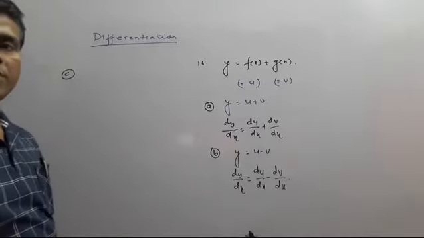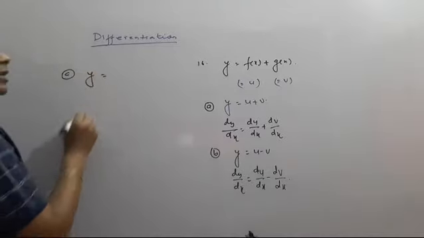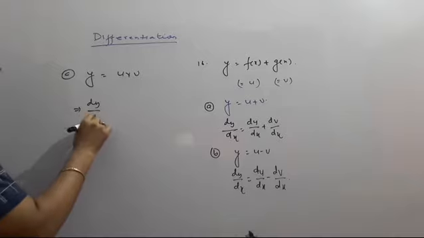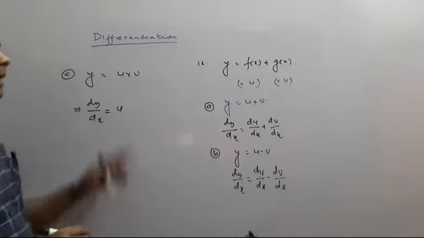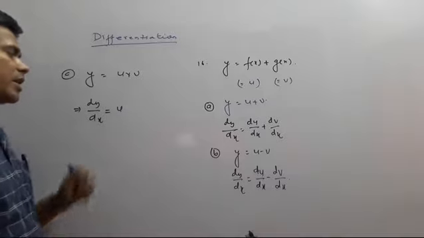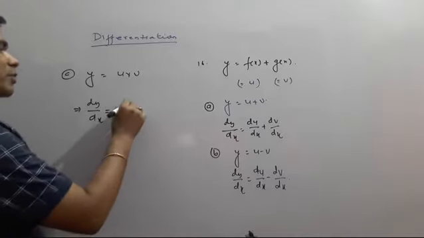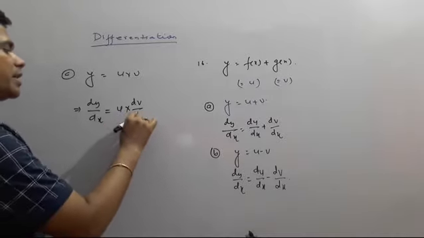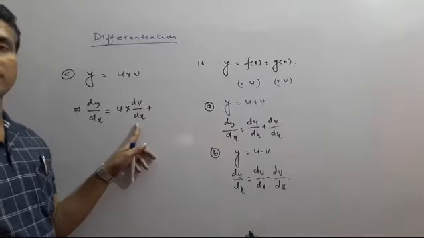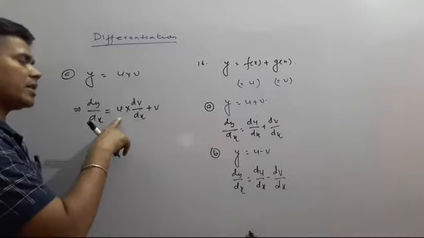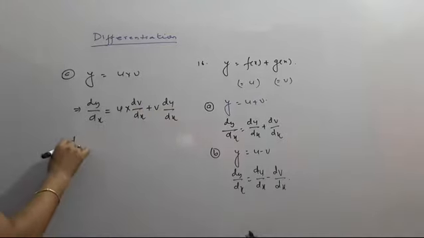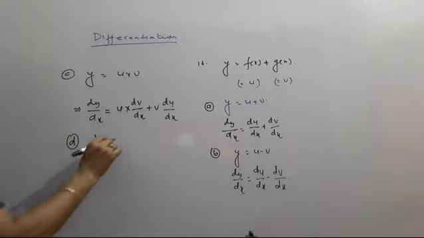The functions may be in the form of multiplication, that means u into v. So here dy by dx equals, you will have to keep one function out of u and v at rest, and the other function you will have to differentiate. So I keep u at rest and differentiate v, so u dv by dx. Next time the function taken in differentiation is kept at rest, and the other function is differentiated, so v into du by dx.